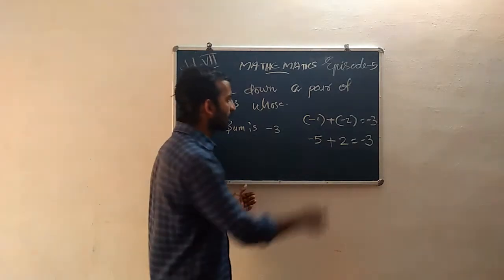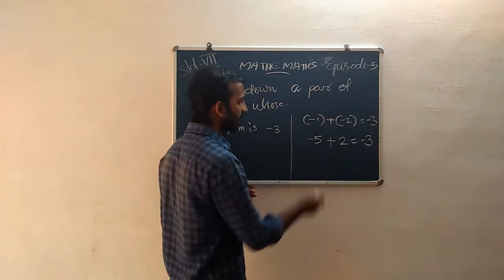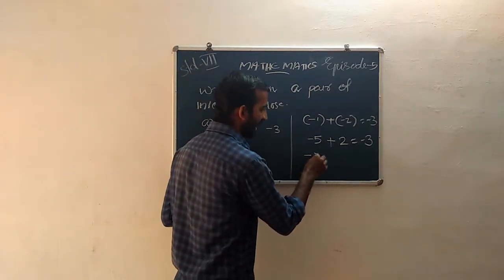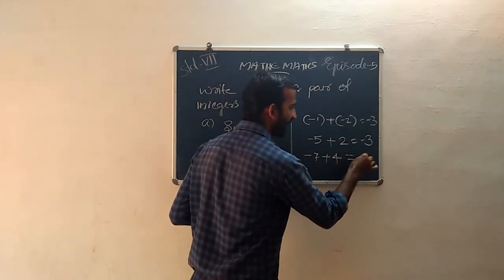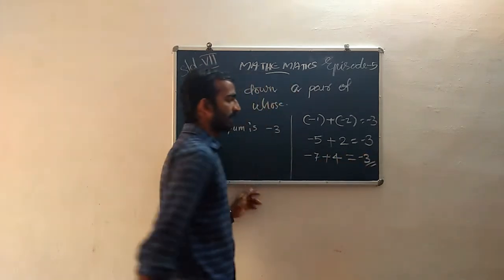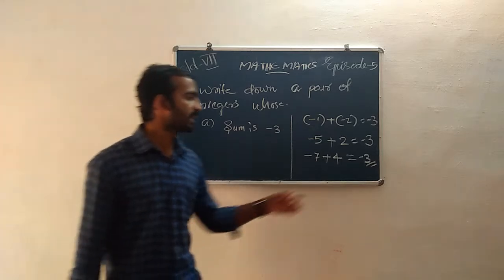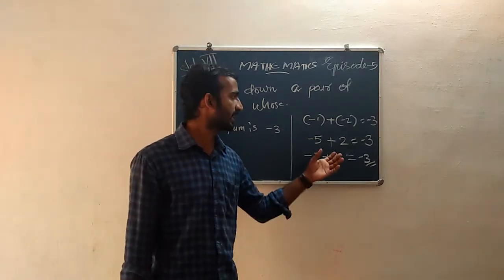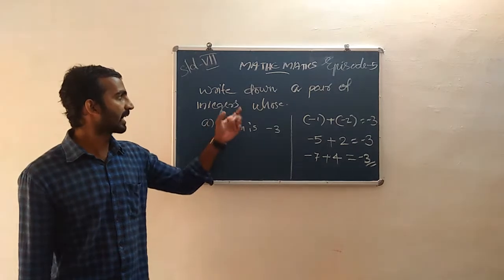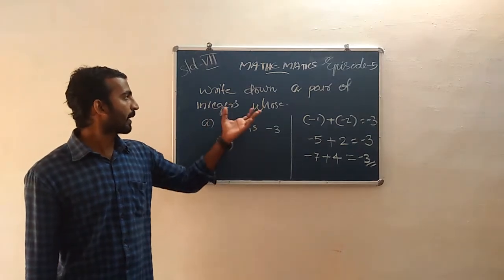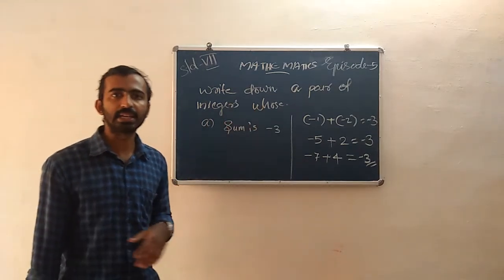We take another example, negative 7 plus 4 equals negative 3. Here also we get negative 3. These are the answers of A part, when we write down a pair of integers whose sum is negative 3.